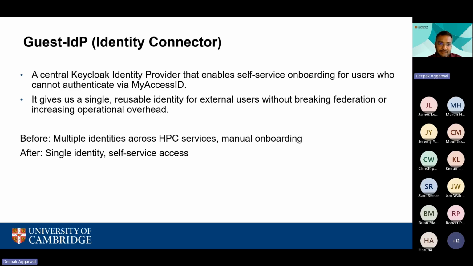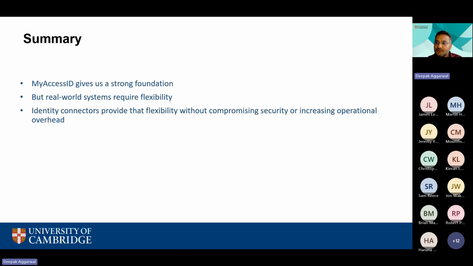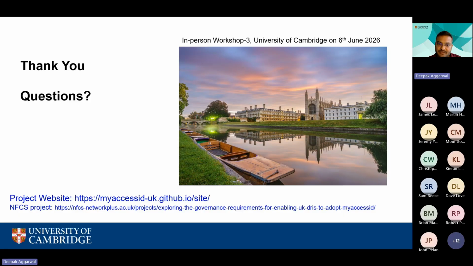So I think I'm coming towards the end of my talk. In summary, MyAccessID gives a strong foundation for authentication, but it falls short as a federation model to onboard all the users, and real world systems require flexibility. So identity connectors are a way to introduce the flexibility for onboarding users to our services without compromising security and without increasing the operational overhead. There is a demo from STFC just after my talk.